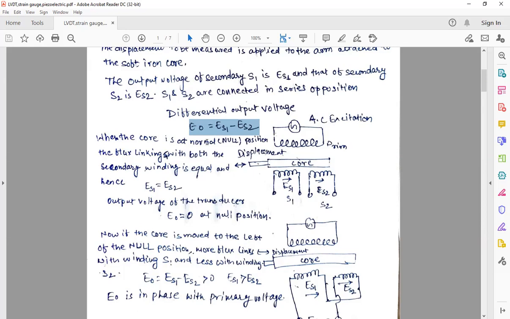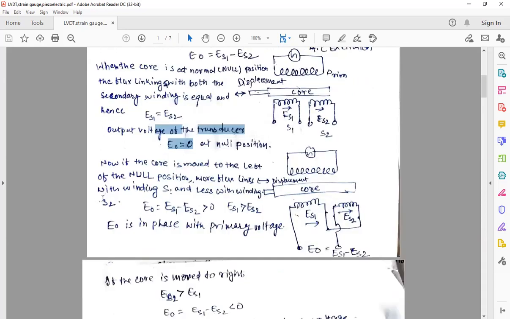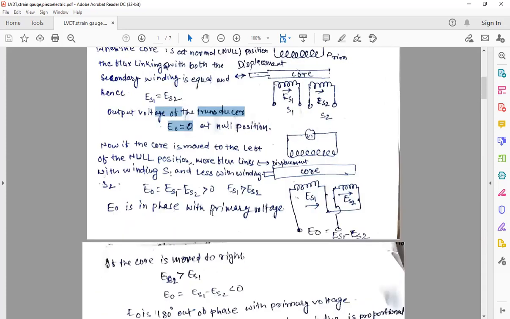When the core is at the normal or null position, the flux linkage to both secondary windings is equal. Hence ES1 is equal to ES2, and the output voltage of the transducer at the null position is equal to 0. But suppose the core is moved to the left. What happens if the core is moved to the left?